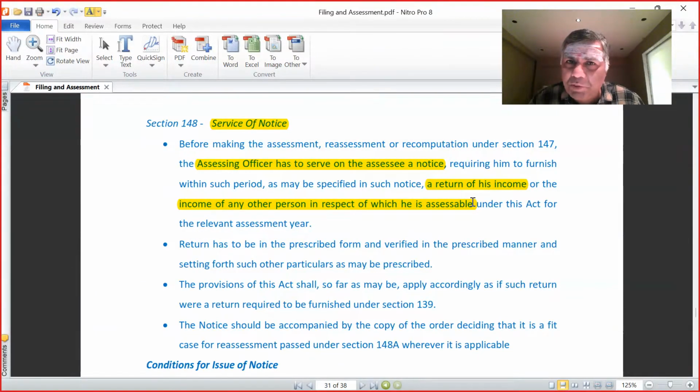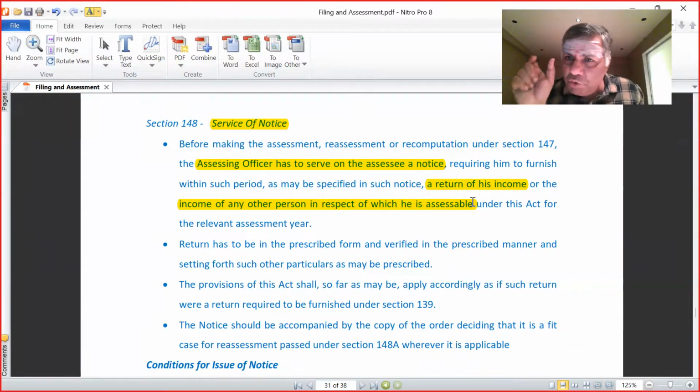Under which section will this notice be issued? Which section notice? 143(3), sir, that is scrutiny assessment. Okay, when we always file a return, which section did I tell you? 142(1). Notice under section 142(1) read along with 148. Notice under 142(1) read along with 143.